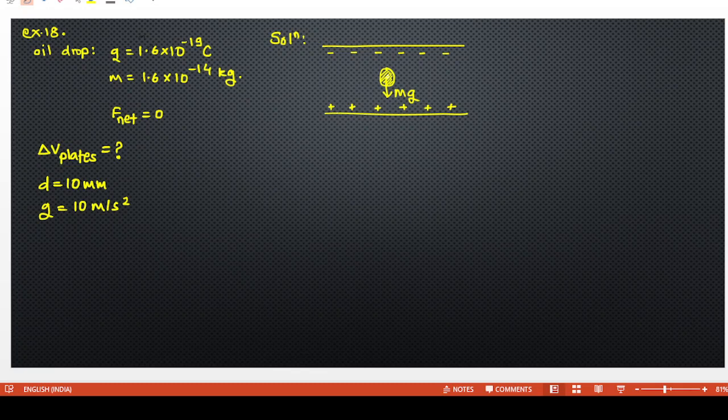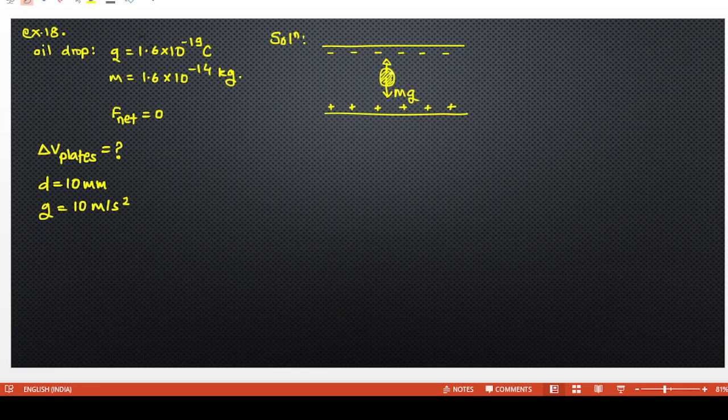Now the charge on this oil drop is positive, so positive plate is going to repel the charge and negative plate is going to attract the charge. Therefore effectively there will be upward electric force. You can either say this positive plate will repel the charge and negative plate will attract the charge, so there will be upward electric force and downward gravitational force.